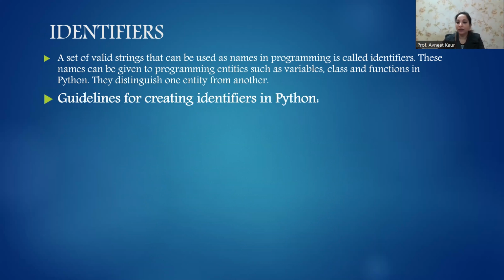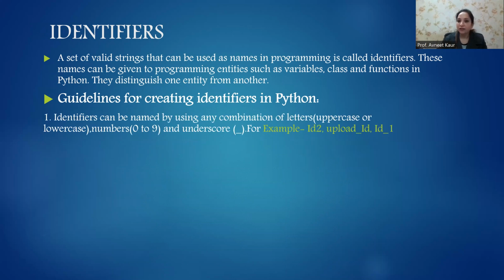Some of the guidelines for creating identifiers in Python are: identifiers must be a combination of letters, that is uppercase, that can be lowercase as well, numbers from 0 to 9, you can use numbers, and underscore. For example, ID2 is a combination of uppercase I, lowercase d, and a number 2. Upload underscore ID, again a combination of uppercase and lowercase, and the special character underscore is also used. ID underscore 1 is also a valid identifier.